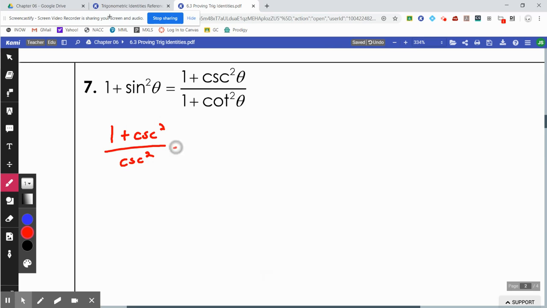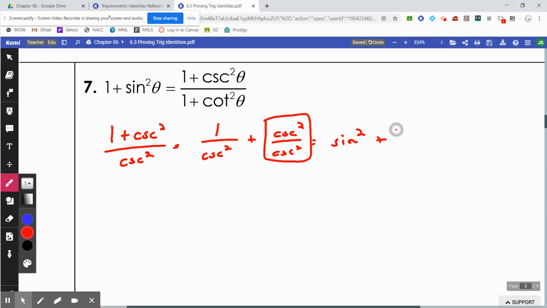Now let's split it. You have 1 over cosecant squared plus cosecant squared over cosecant squared. 1 over cosecant squared would be sine squared, plus anything divided by itself would be 1, and that's what we're trying to get it to equal.